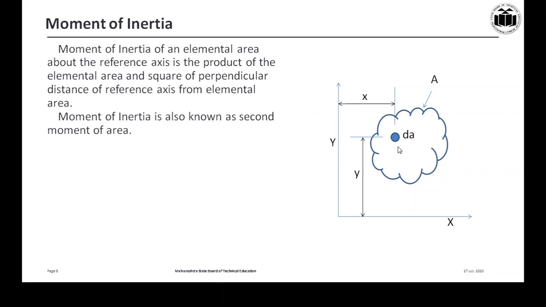With this, I can find moment of inertia of this elemental area dA about reference axis x and reference axis y using Ix is equal to dA multiplied by perpendicular distance square, dA into y square, and Iy is equal to dA into x square, where Ix is moment of inertia about reference axis x and Iy is moment of inertia of this elemental area about reference axis y.